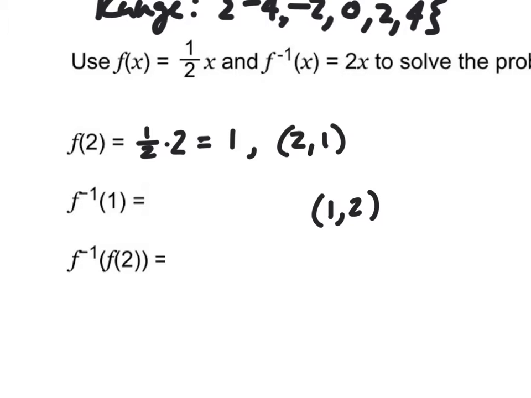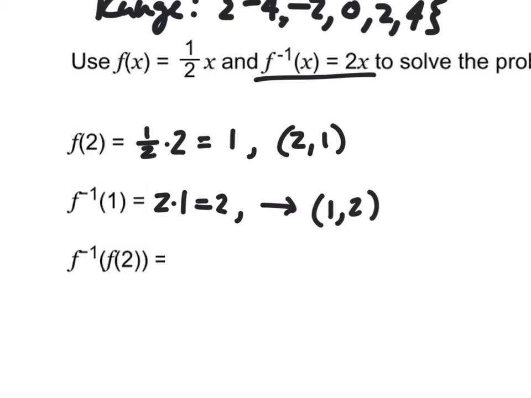But let's just verify. Let's plug it into our inverse function. And so then we get f inverse of 1 is equal to 2 times 1, which is equal to 2, which then gives me that point. But now we have this composite function, and this composite function means I'm taking the value f of 2 and then plugging that back into my inverse to see what we get.